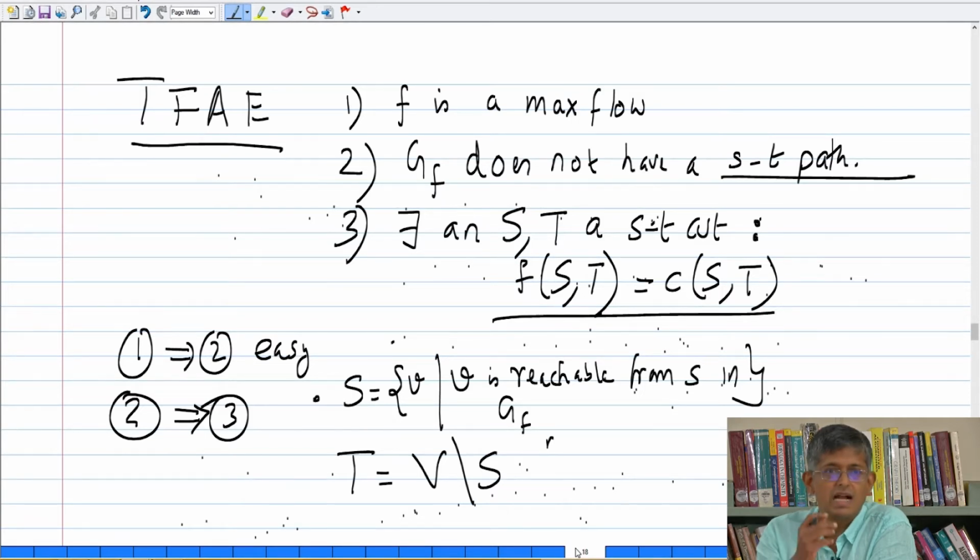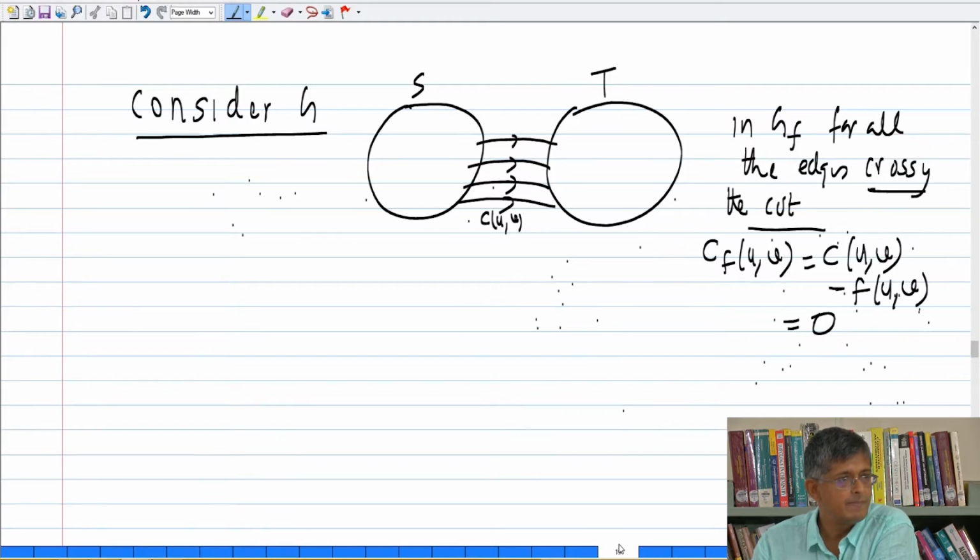So what do you do? You start at s and group all the vertices which are reachable from small s, and you call that set capital S. The complement is called T. Take this partition and go to G. In G it would have looked like this: some edges are all there, and they all have some capacities. They might even be 0, doesn't matter. In GF all these edges have vanished.